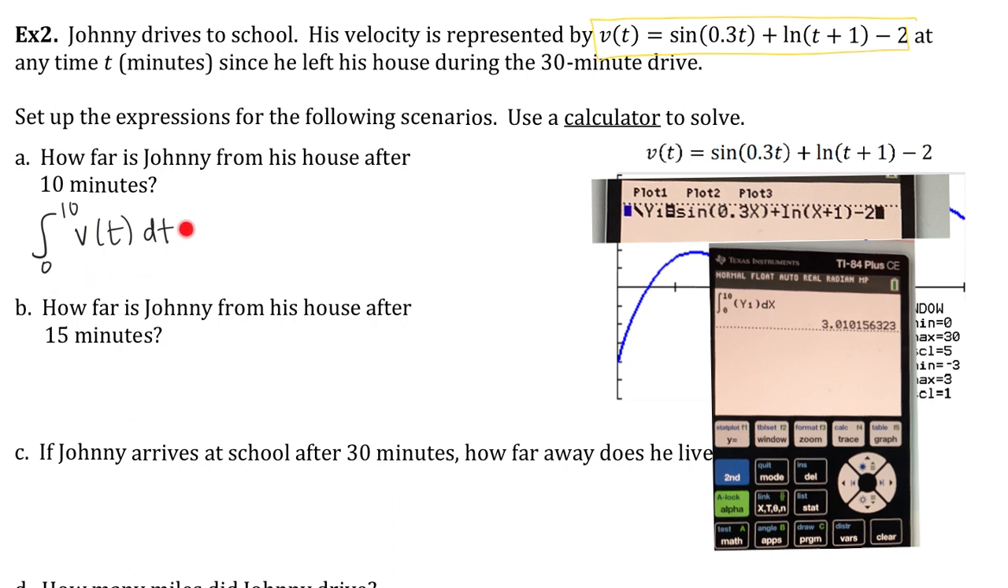Notation-wise, it's fine to write it like this. You don't have to write the whole expression as long as v of t is defined as this equation. So what is the answer to this? The answer is approximately 3.010. I could round it to 2 or truncate it to 1. How far is he? These are miles.